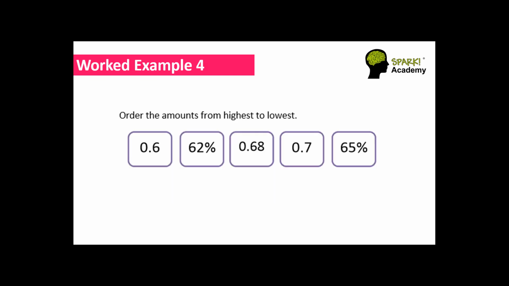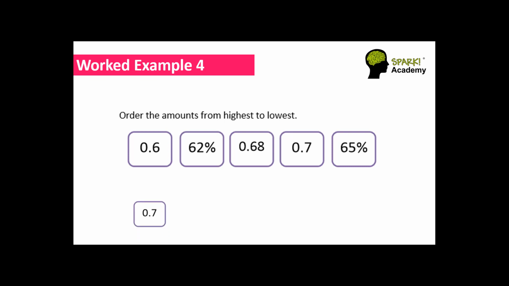Order these amounts from the highest to the lowest. So what I would think about doing, the easiest thing to do, is convert them all to the same thing. You could transfer them all to percentages, or you could make them all into decimals, and probably that's the easiest thing to do because most of them are decimals. So 62% is the same as 0.62 and 65% is the same as 0.65.